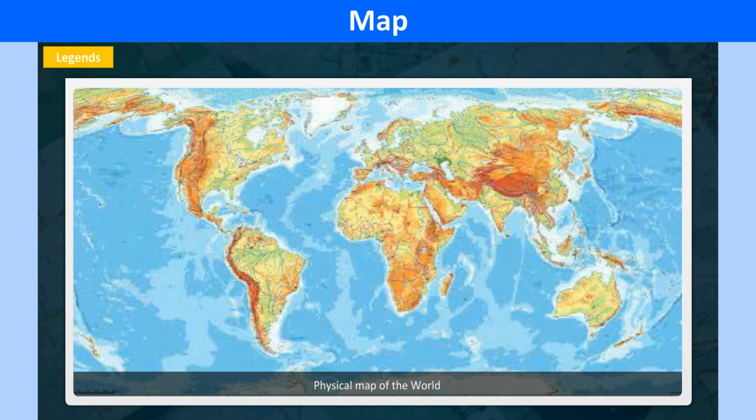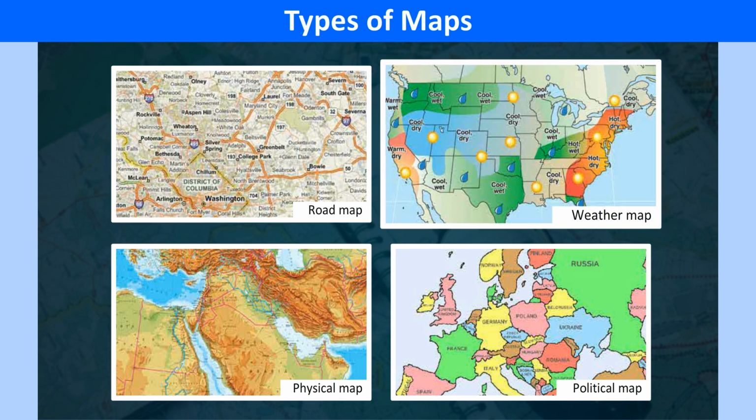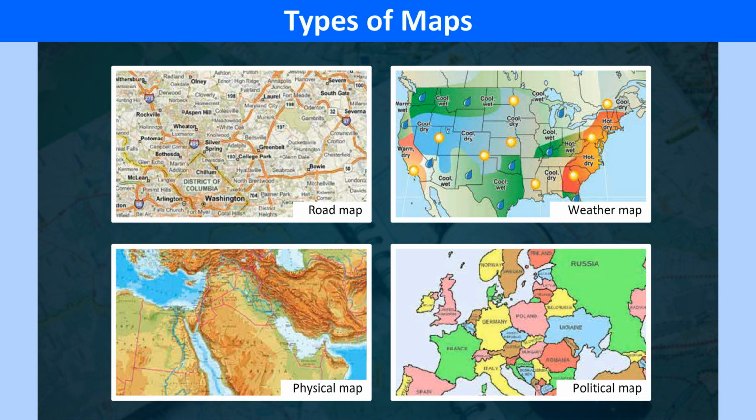Legends define the types of features shown on a map. It is a standard practice to use blue for all water bodies, green for vegetation, brown for physical features, and black for names. Types of maps. Maps can be categorized on the basis of the kind of information they provide, like road maps, weather maps, physical maps, political maps, and so on.